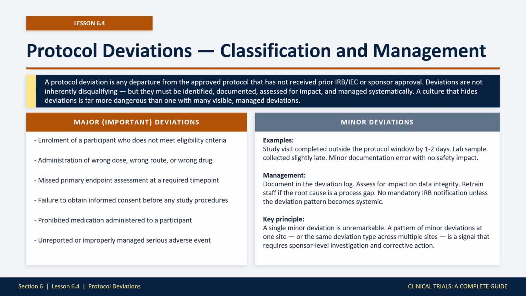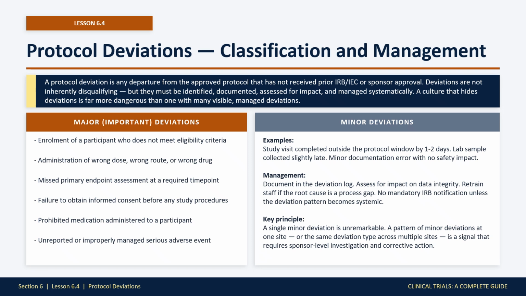A protocol deviation is any departure from the approved protocol that has not received prior written approval. This includes departures from the protocol itself, from the ICF process, and from the GCP requirements that underpin the study. Deviations are classified into two categories.